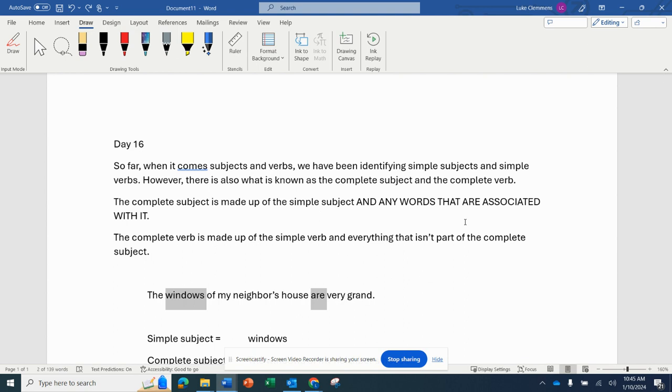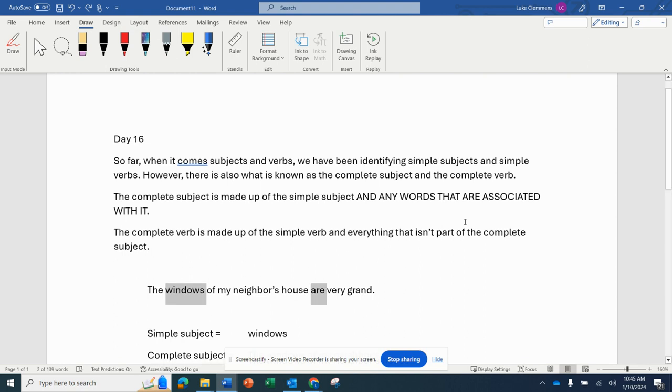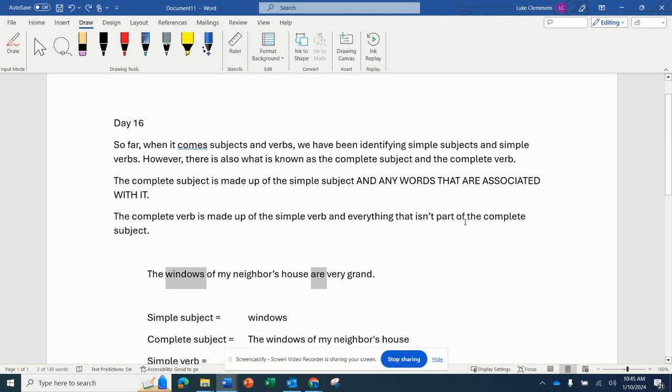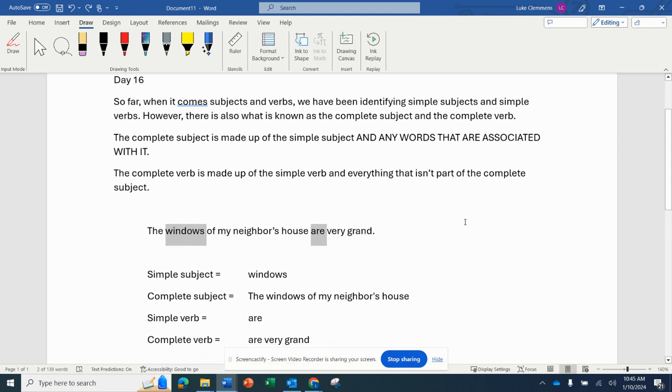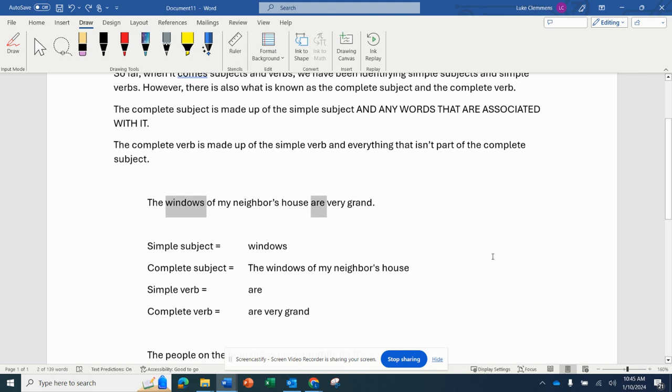All right, so now let's talk about complete subject, complete verb. If windows is my simple subject, my complete subject is going to consist of windows and any other words that are associated with windows. So in that case, the complete subject is going to be the windows of my neighbor's house. That's the complete subject. Our simple verb is are, and the complete verb is everything else: are very grand.